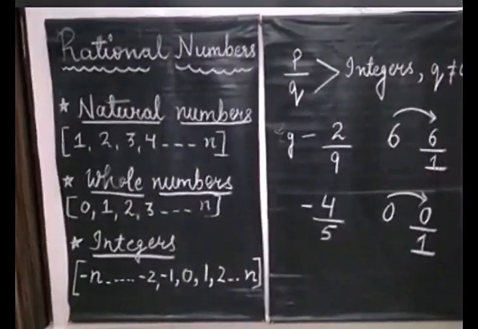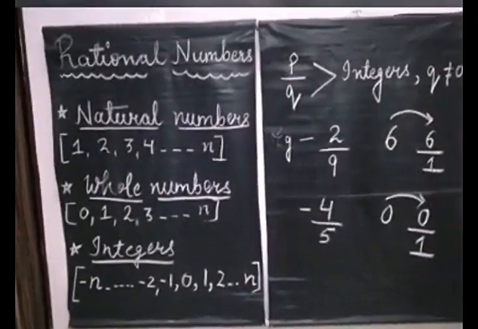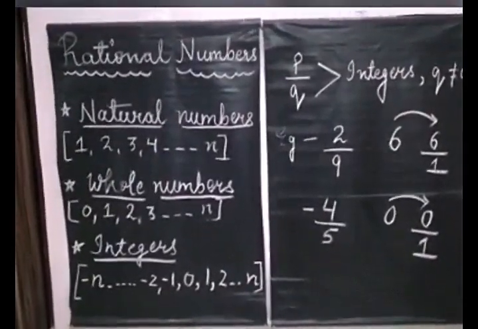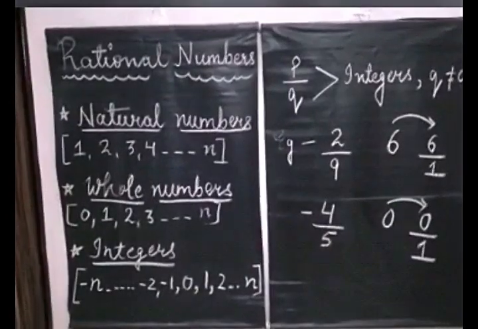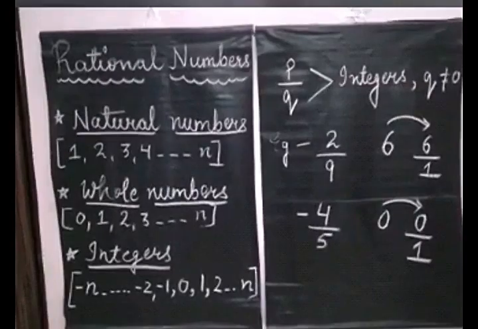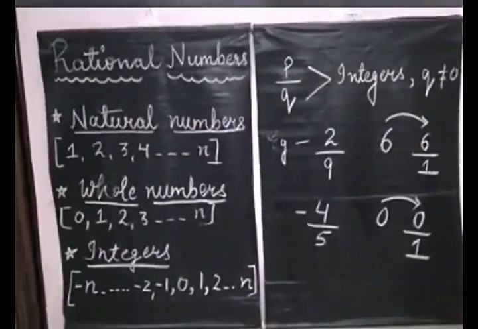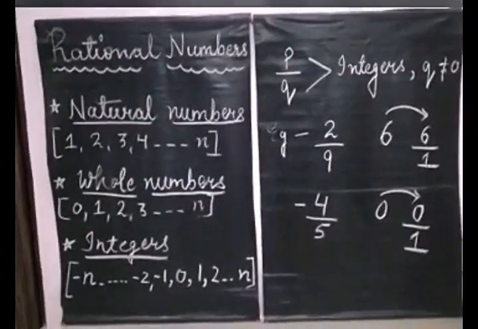What are rational numbers? Rational numbers, in simple language, students, are the numbers which can be written in the form of p by q, and here both p and q are integers and q must not be equal to 0. Let us make the picture more clear with the help of a few examples.